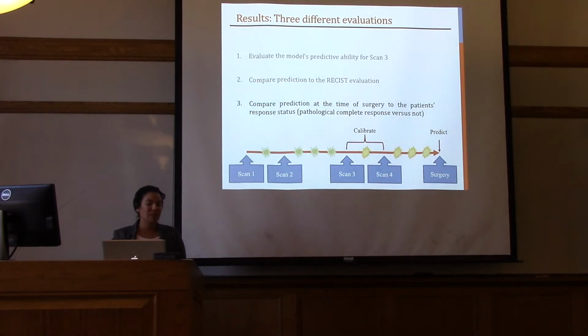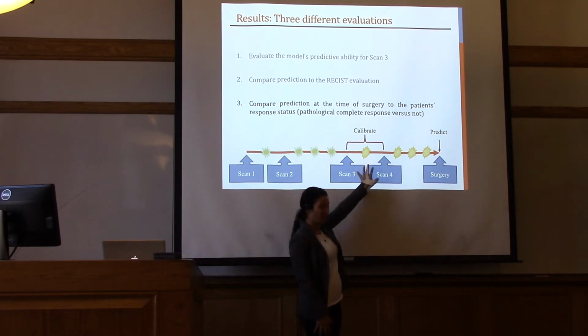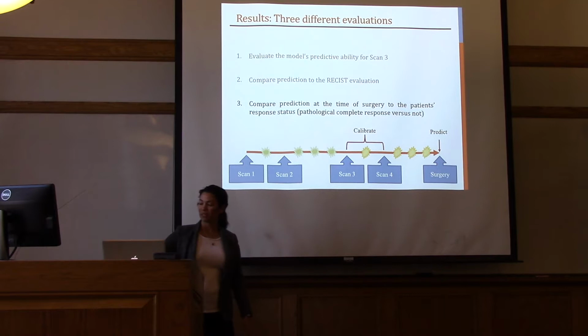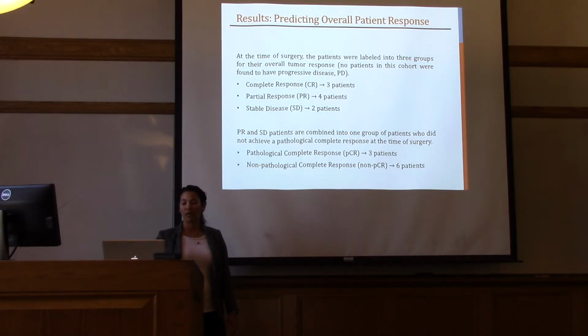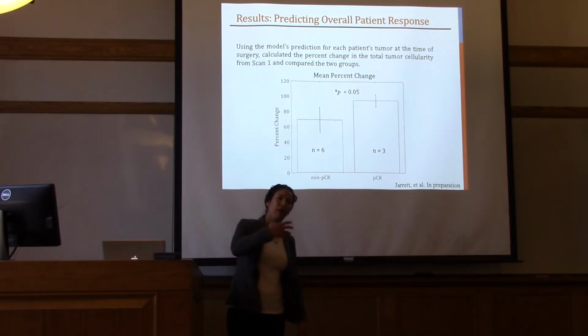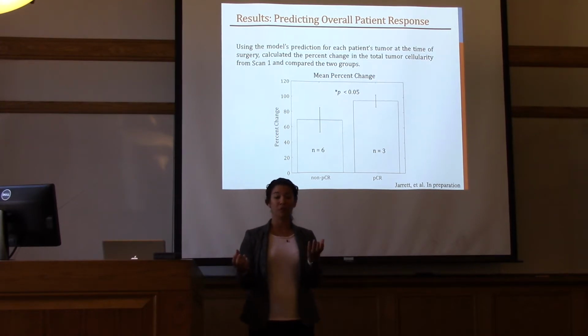And the final one, because we just wanted to see what would happen, is we updated our calibration with scan 3 and 4 information and said, okay, can we predict what happens at surgery? And this is a little messier. We have three complete responders by that time, four partial response, two stable disease. Again, we relabel into two groups, pCR, non-pCR. And just so that you know, probably this audience isn't aware, if you have pCR versus non-pCR, there's a huge difference in their 5-year survival rates.